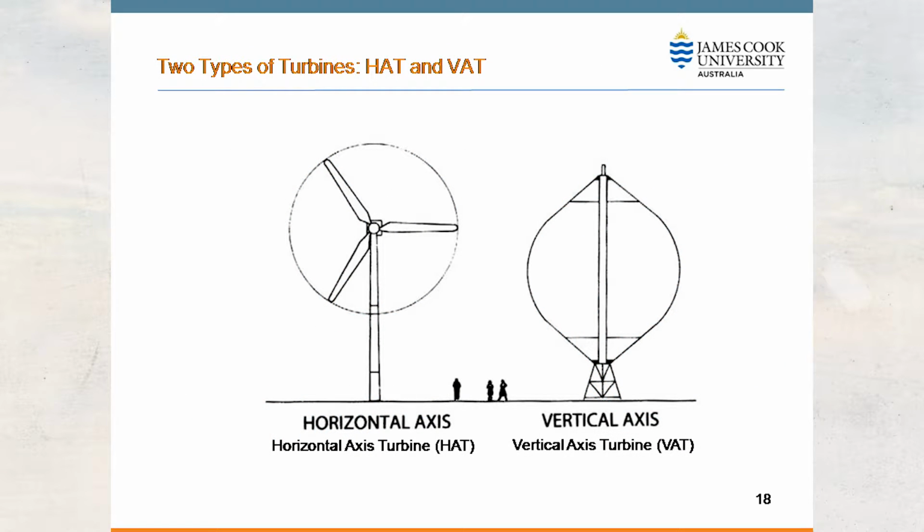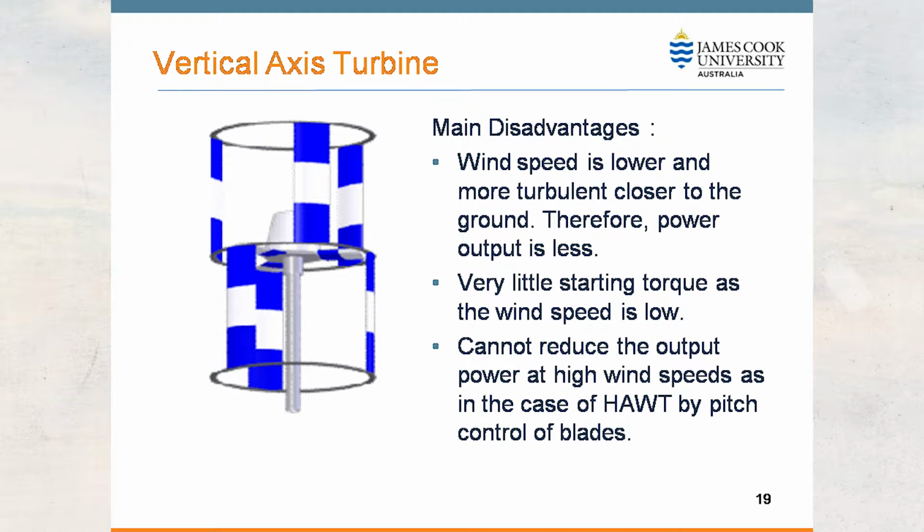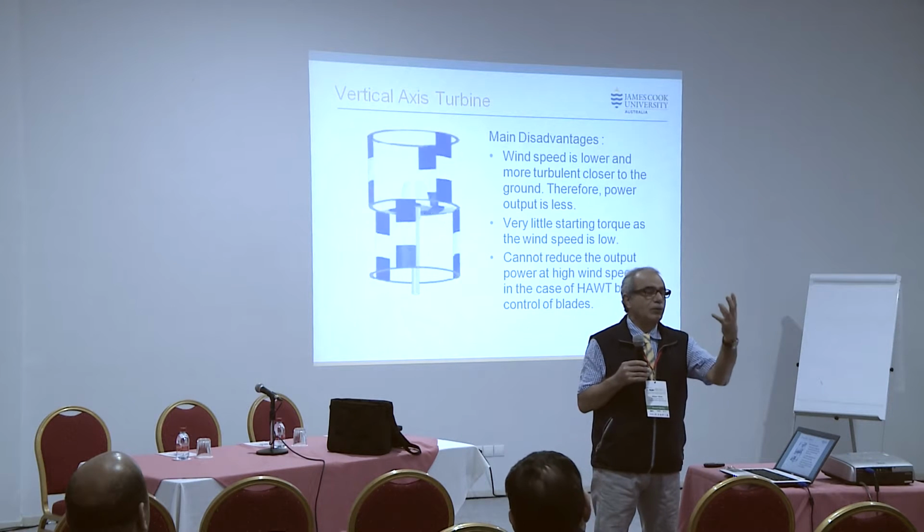There are two different types mainly used, vertical axis or horizontal axis. But horizontal axis wind turbines are more popular than vertical axis. Each technology, horizontal or vertical axis, has advantages and disadvantages. But in terms of looks, the horizontal axis wind turbines are more popular because they're good looking.